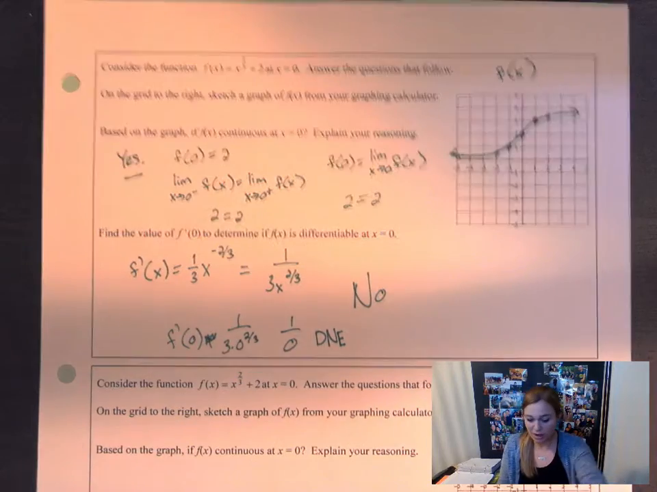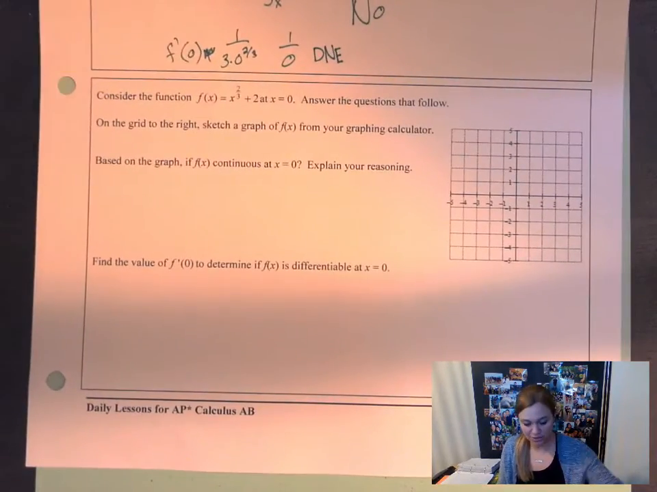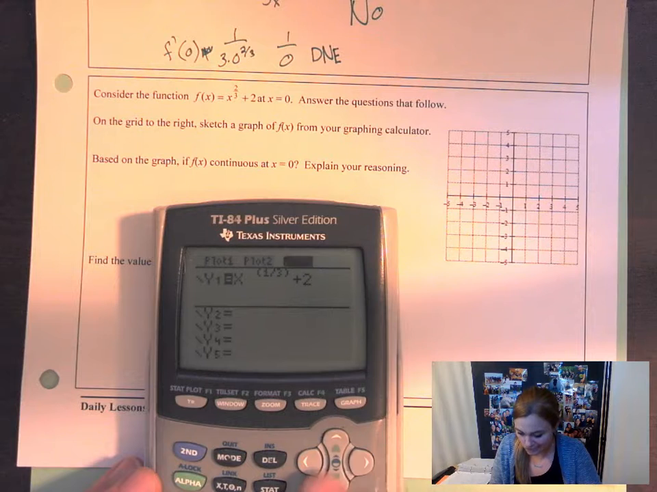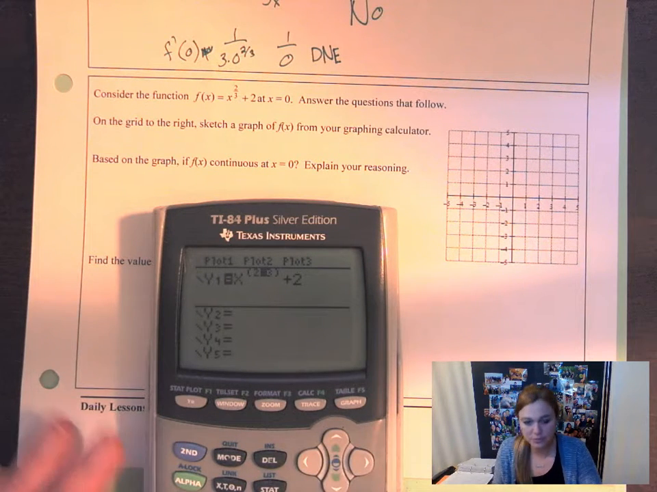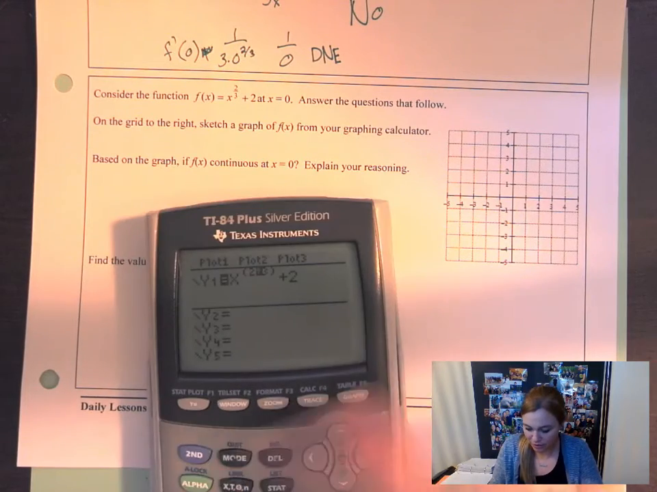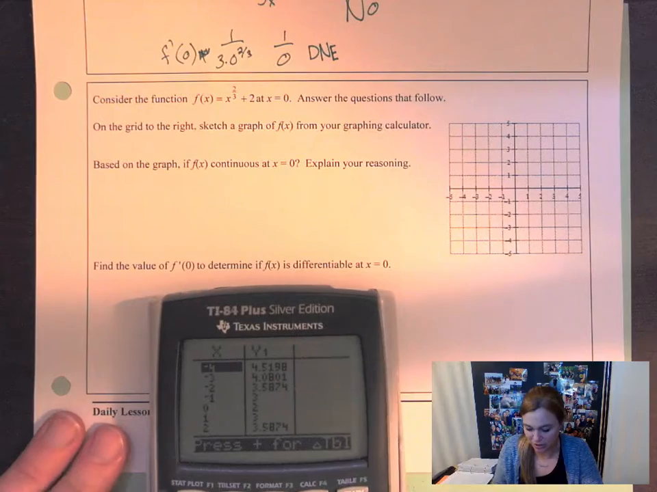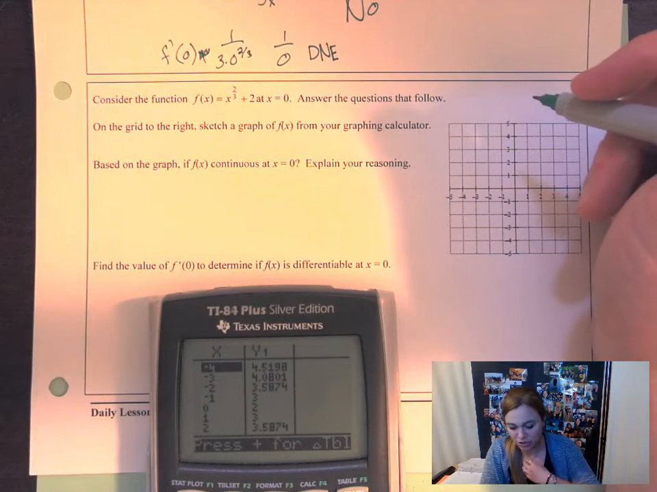Okay, let's do another one. Let's just see. We consider this function. This one is x to the 2/3 plus 2. So change this slightly. If I go to the table, and you could also graph this, just push graph to make sure that you've got the right thing going on here. But x to the 2/3 plus 2.